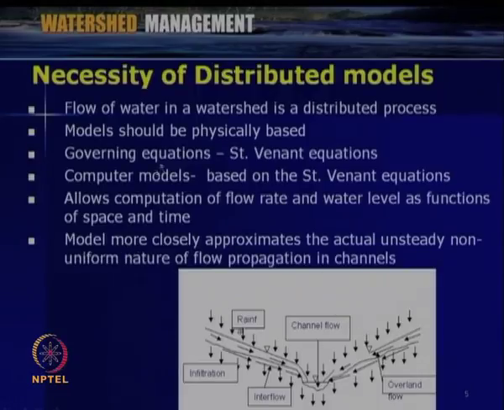So, the advantage of distributed models is that these models closely approximate the actual unsteady, non-uniform nature of flow propagation in the overland and channels. Of course, there are a number of disadvantages: the modeling is cumbersome, we need a large amount of data to develop such models, and expertise is also required. Those are some of the disadvantages, but to capture the entire hydrologic processes taking place within a watershed, we have to go for the distributed models or physically based models.